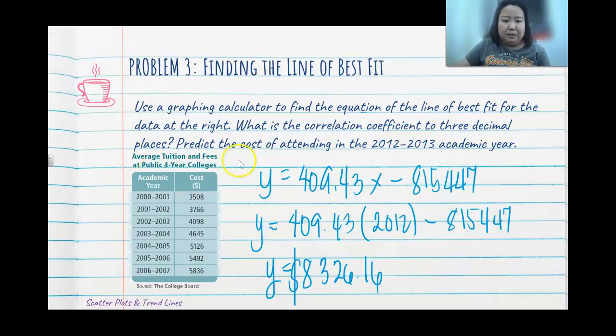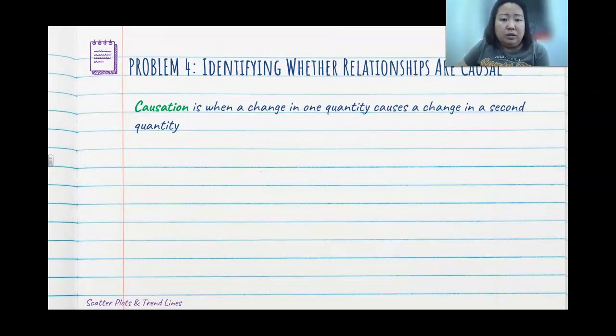Okay, so this is our equation based from our graphing calculator. So it is very important that you type in your data very carefully. Make sure that you do not mess up those numbers so that you can get the correct line of best fit equation. Okay, so the last part would be on causation.